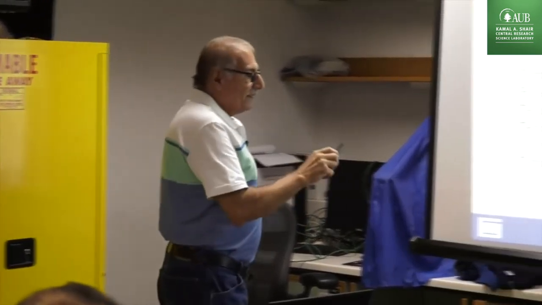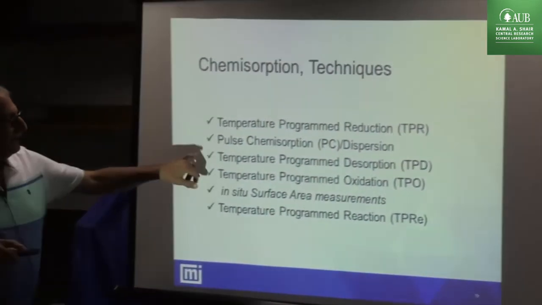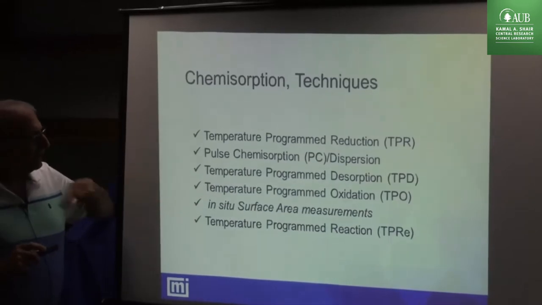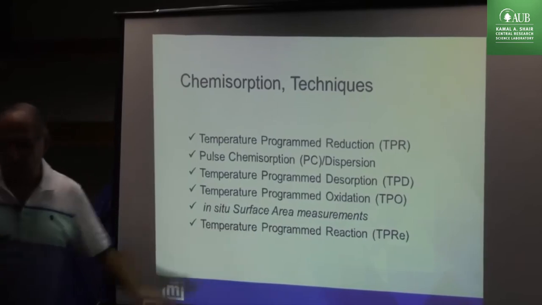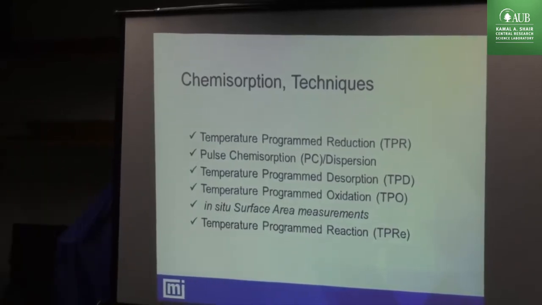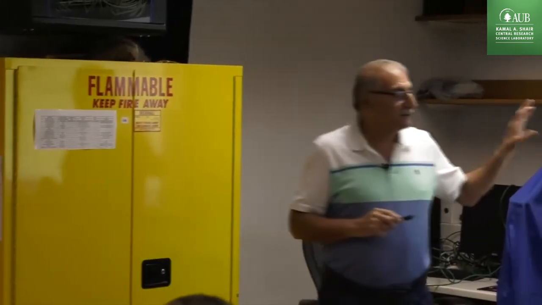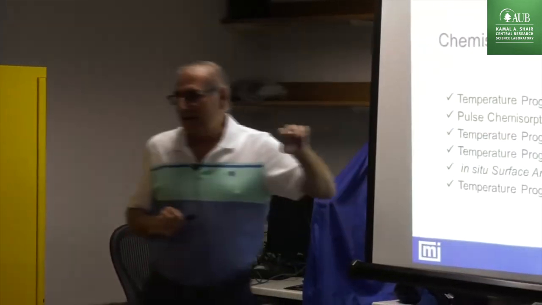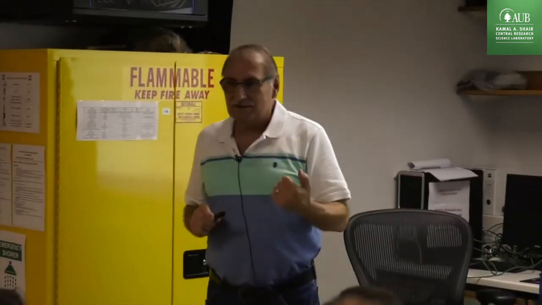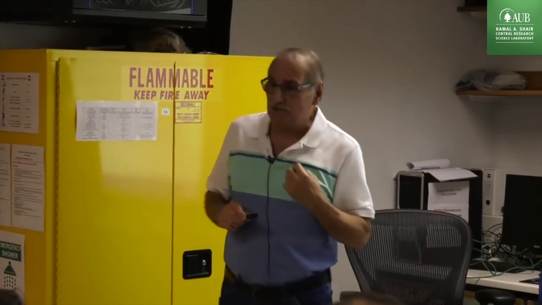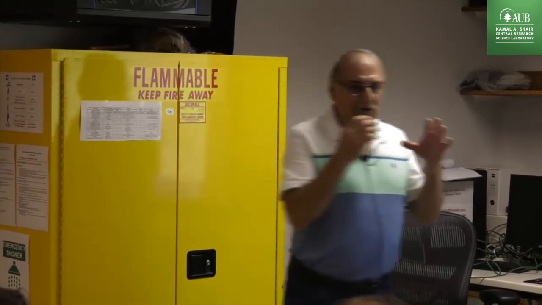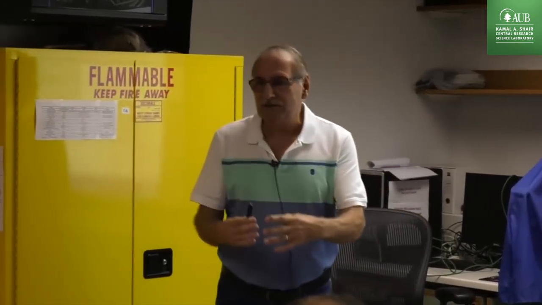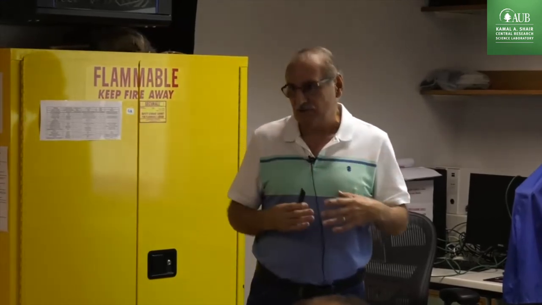So TPD is the key technique here, along with temperature programmed oxidation, in situ surface area measurement, and temperature programmed reaction. This is the reaction, the last thing we can do. TPR is a course I give for one week, one week only on reduction, because the main thing in catalysis is how to reduce your sample. As I said, the oxides are not the active species, the reducible ones are. Whatever you reduce in your sample is called the percent reduction. You made your catalyst, and now you know how much of these active species you will be able to reduce under your reaction conditions.